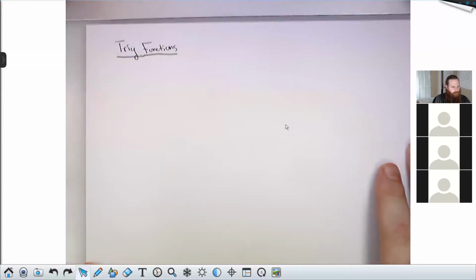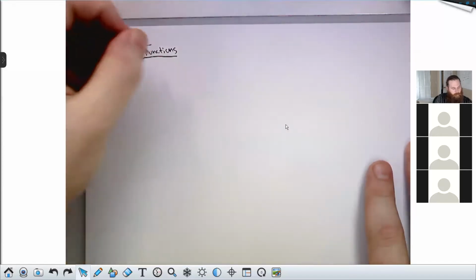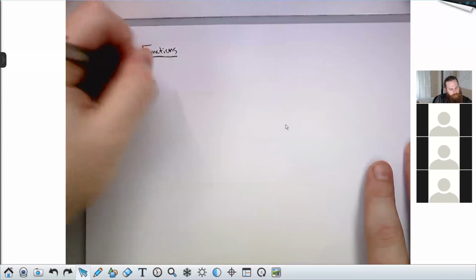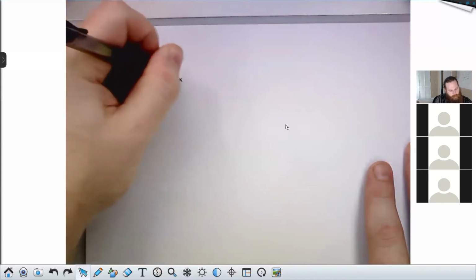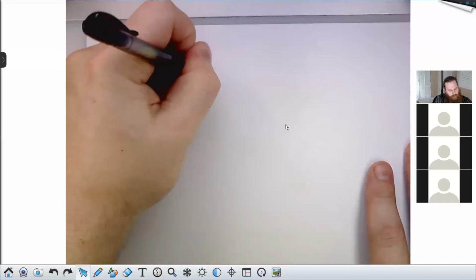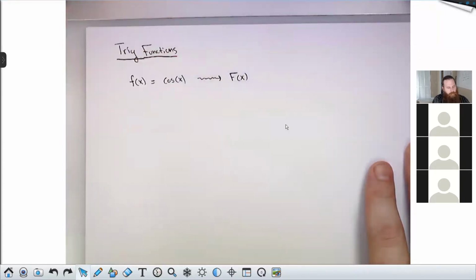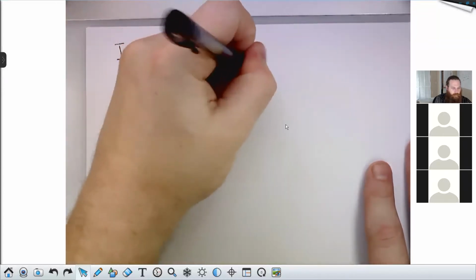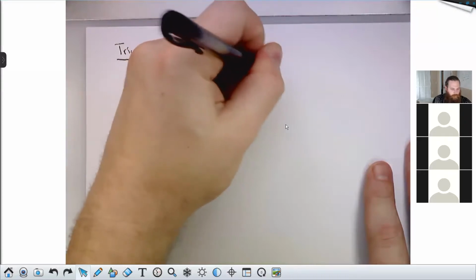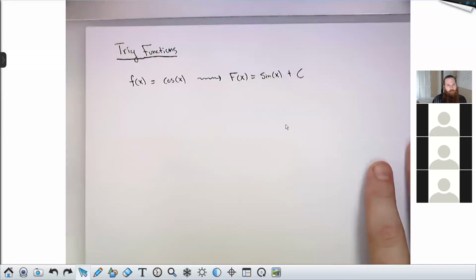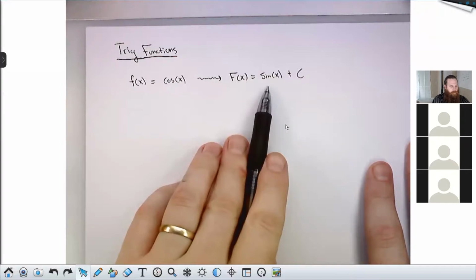You know the derivative of sine is cosine, and the derivative of cosine is negative sine. So if little f of x is cosine, then big F of x, an antiderivative for cosine, who differentiates to cosine? Oh, well, that's sine. And the most general would be sine of x plus a constant. Because when you differentiate this, you get this.